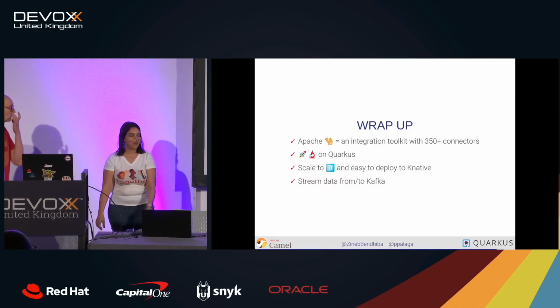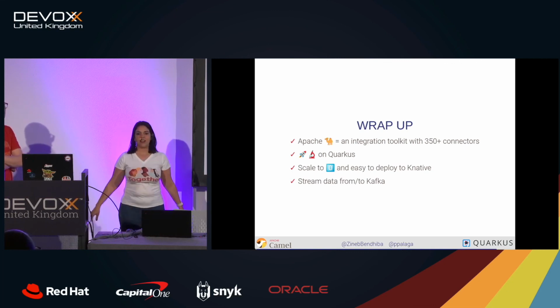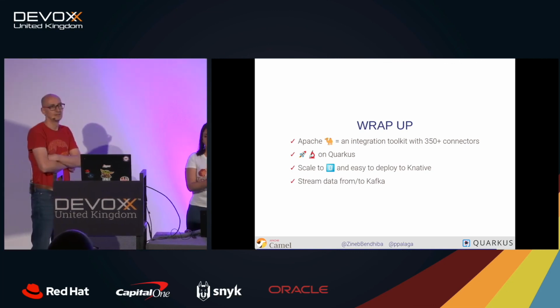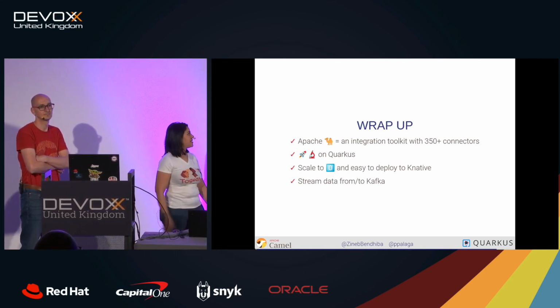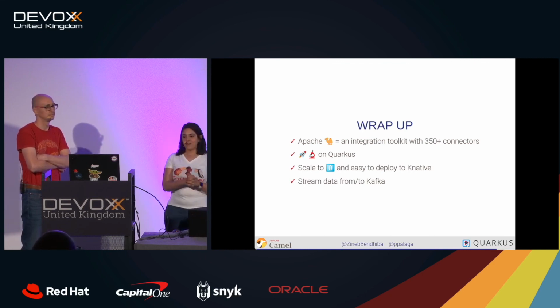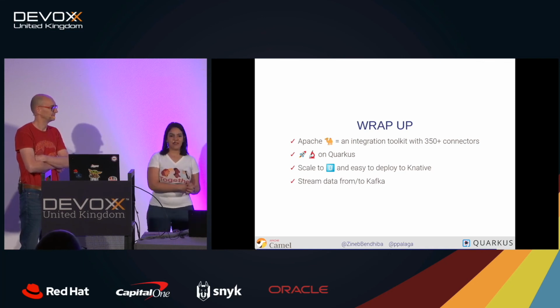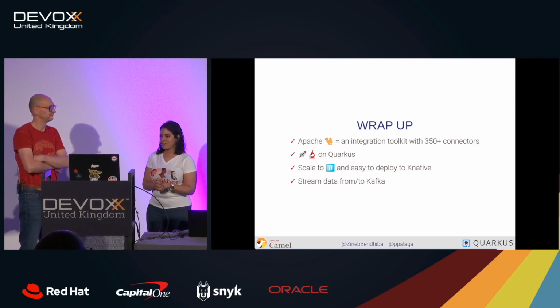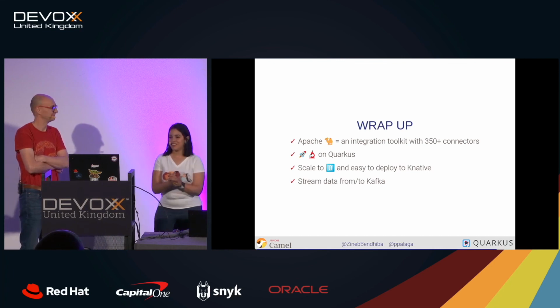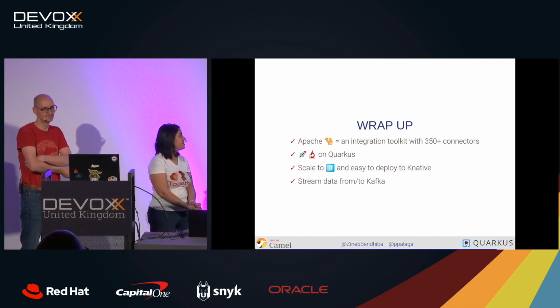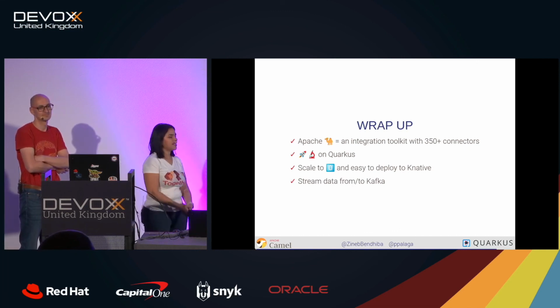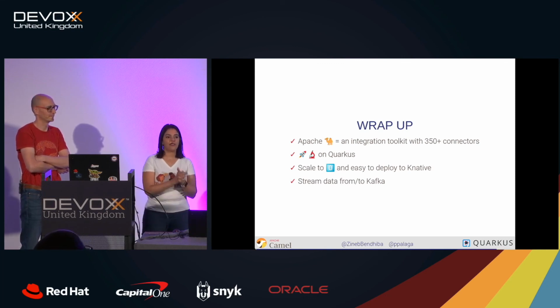So yeah, it's a wrap up. What we see here today is that Apache Camel is an open source integration toolkit that has more than 350 connectors, and we say that we can connect to almost everything. It's supersonic, subatomic, and we have the developer joy on Quarkus. And then it can scale to 0, and we can deploy it very easily to Knative. And we showed also that we can stream data from and to Kafka very easily.